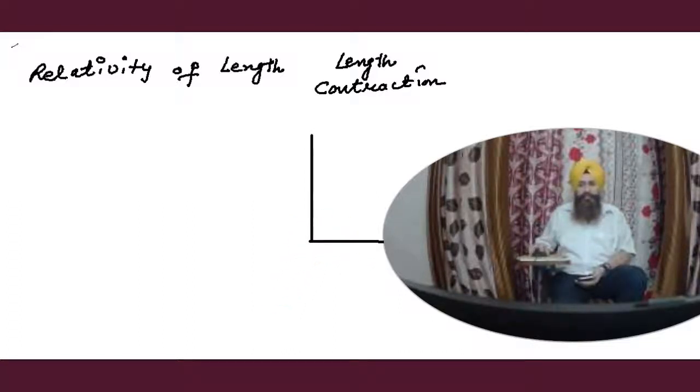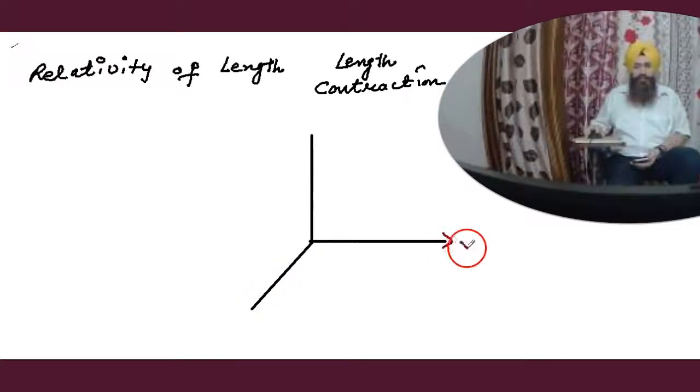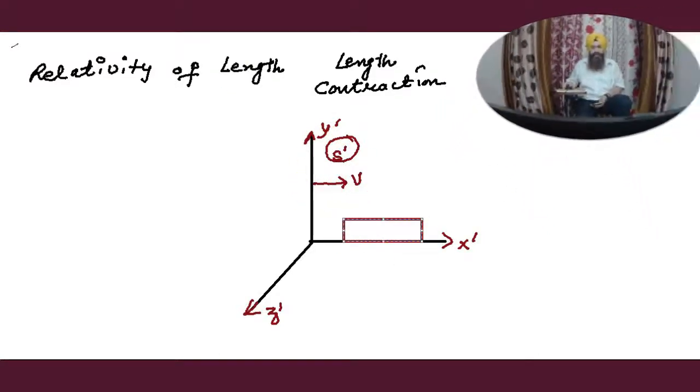We are considering two inertial frames, S dash and S. S dash is moving at a constant velocity v, and there is a rod AB in the moving frame.